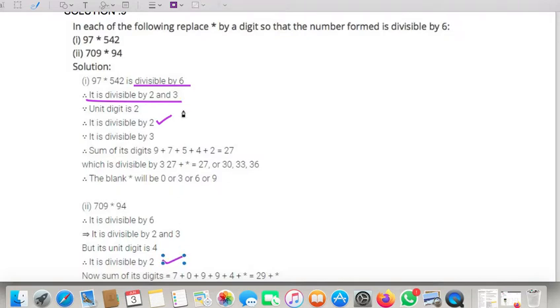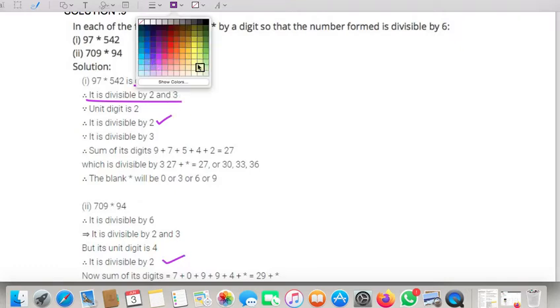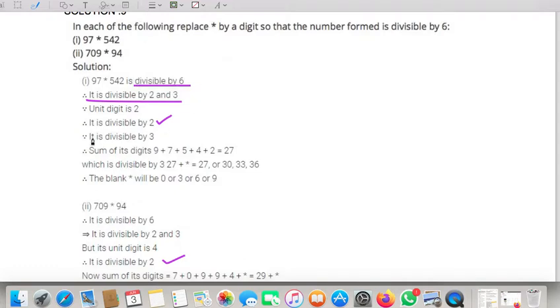What is the next? Next is divisibility by 3. To check the divisibility by 3, what do I know? I know that the sum of all the digits should be divisible by 3. So we will add all the digits. Let us find the sum of the digits. 9 plus 7, 16, 16 and 5, 21, 21 and 4, 25, 25 and 2, 27.